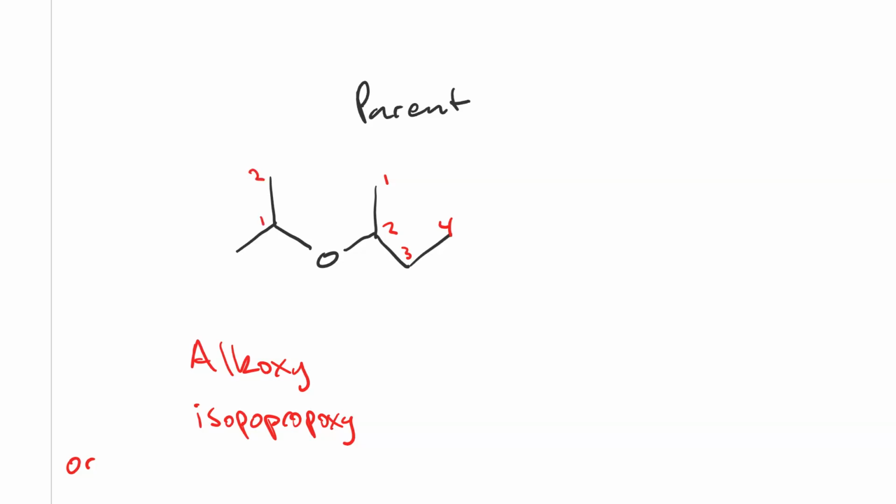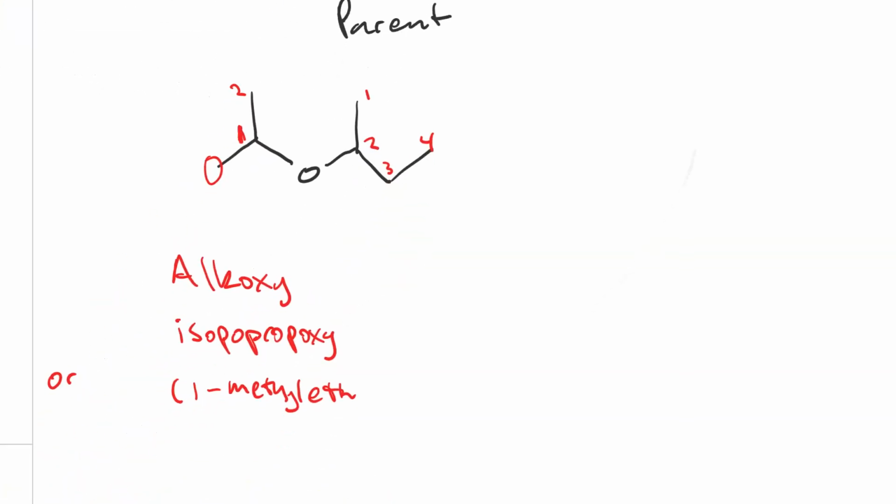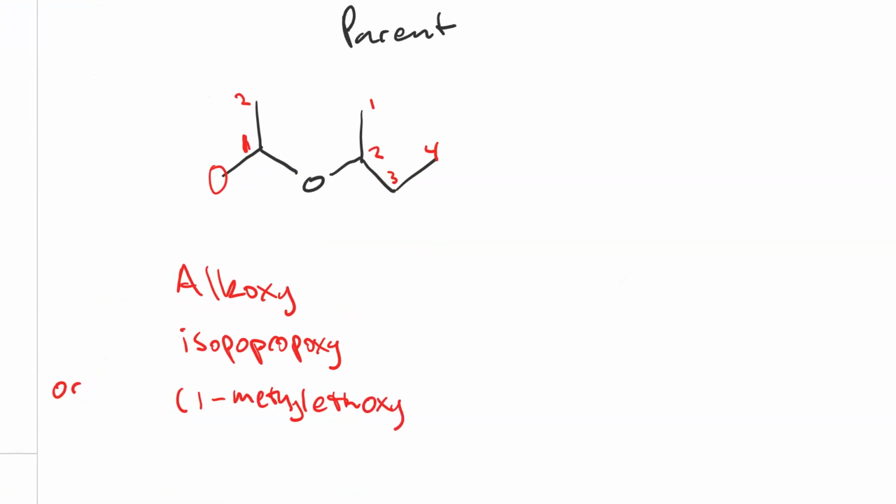So, the carbon connected to our parent is number 1, and then the longest chain is to 2, and there's a methyl. So it would be 1-methylethyl, or 1-methylethoxy.